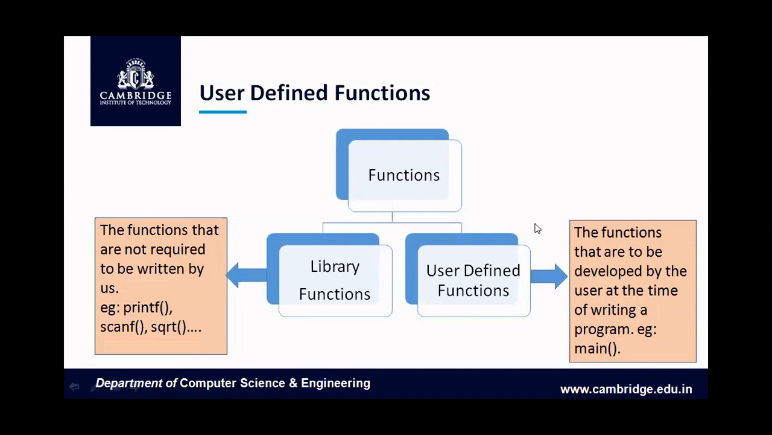So C supports basically two types of functions. One is library function, another one is user-defined function. In library, no need to write anything, just call them by their names, and those particular functions are written or saved in header files like stdio.h, string.h, math.h. So you have to include those header files and just simply keep on calling the functions.